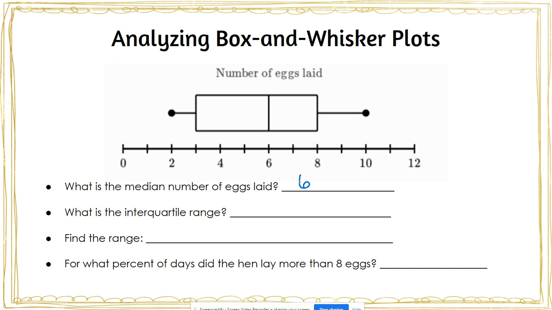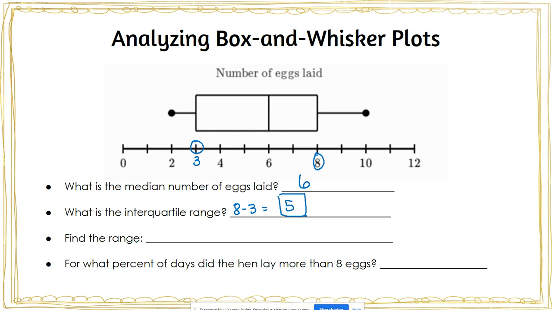What is the interquartile range? Well, the interquartile range is the range of numbers or the difference of numbers from the first quartile to the third quartile. So my first quartile is right here, and I know that this number is between 2 and 4, so this number must be 3. My third quartile is right here, which is 8. So to find the interquartile range, I would subtract 8 minus 3, and I would have an interquartile range of 5.